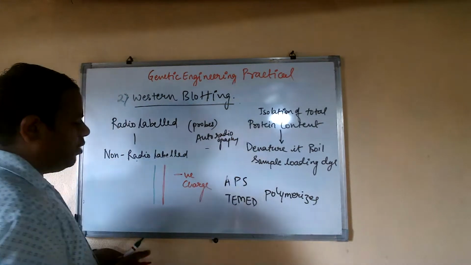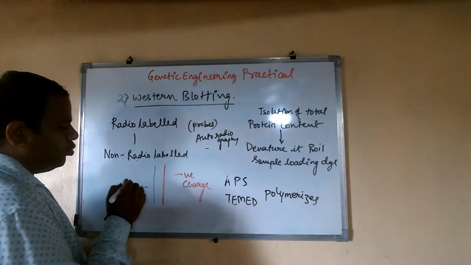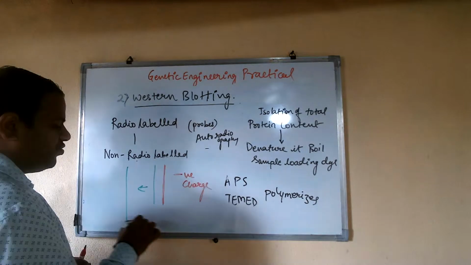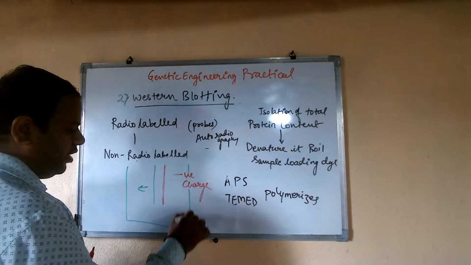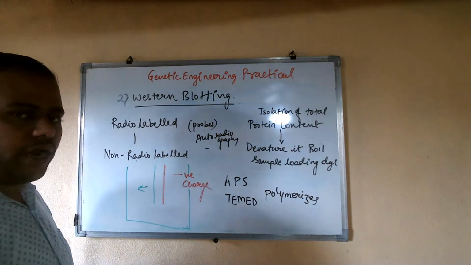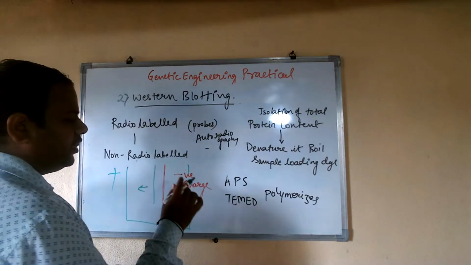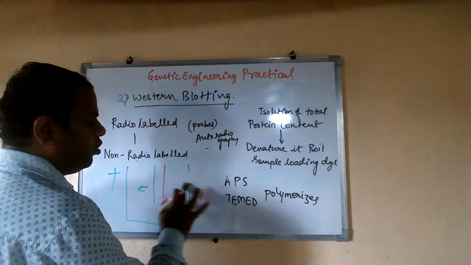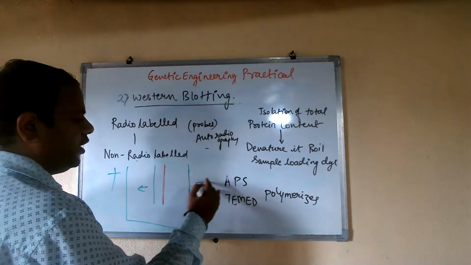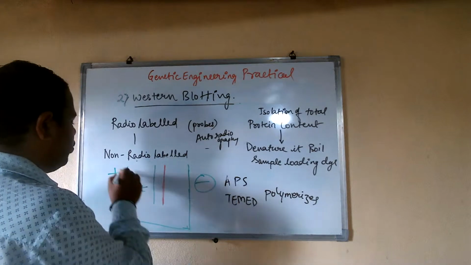Okay, so nylon membrane is always placed onto this side and it is transferred in an electro transferring assembly. In this electro transferring assembly, there will be a positive charge on this side and a negative charge on this side. Okay, so what is going to happen here?